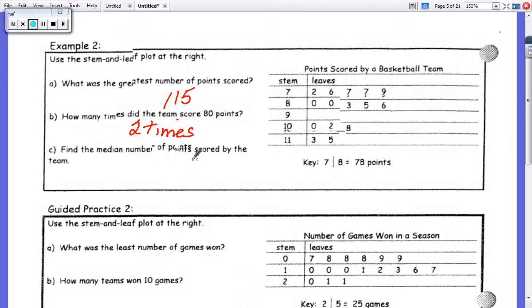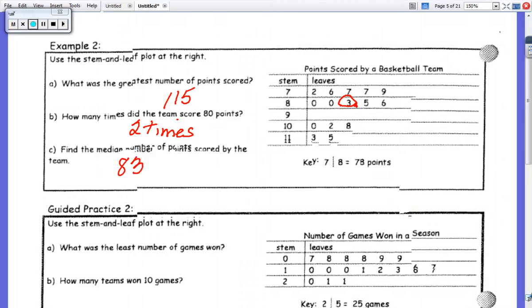Find the median number of points scored by the team. That would be the median or the middle number. And when we do 1, 2, 3, 4, 5, 6, 7, we end up here. And 1, 2, 3, 4, 5, 6, 7, we end up here. And so this is our median number, and that means 83 is our answer. Okay, let's move this up.